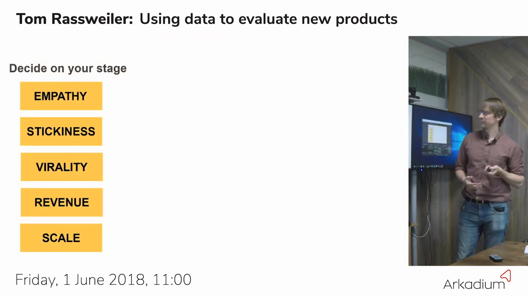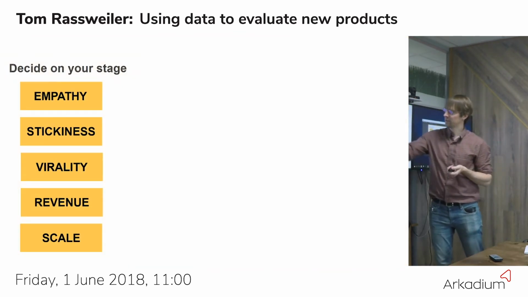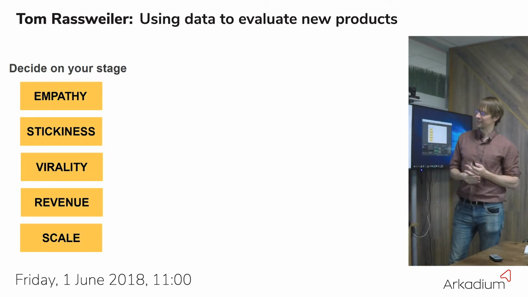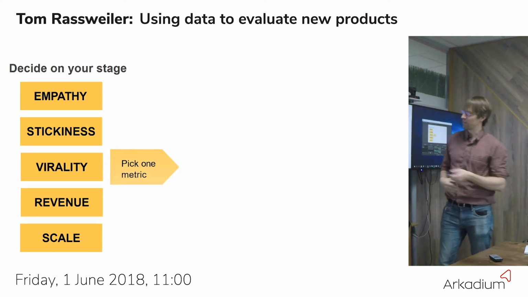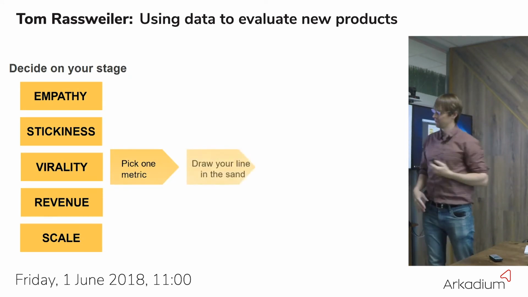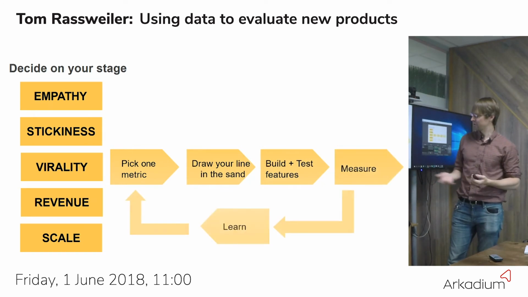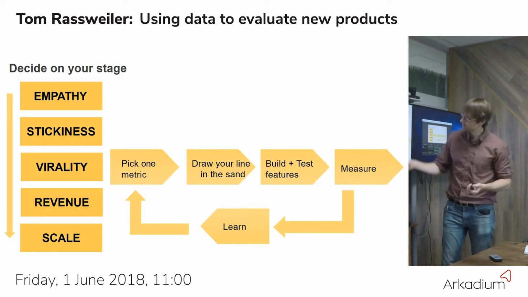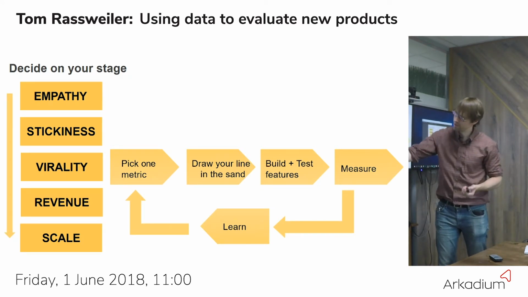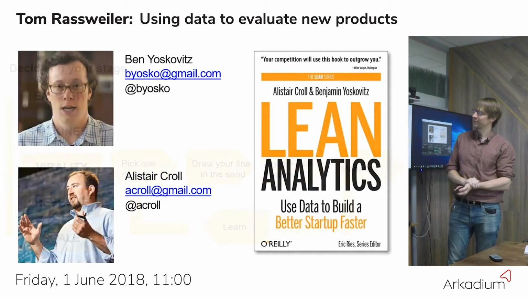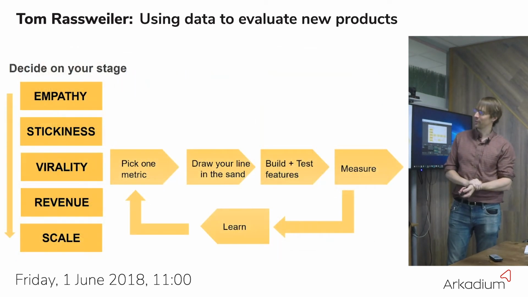So, wrap up. These are the stages of a lean product. Generally, you figure out what stage you're in, pick a metric, draw a line in the sand, build and test features, measure results, and learn. And by doing this cycle, you'll slowly move down here to a point where you can actually reach scale and have revenue and have all the good stuff that comes with a good product.